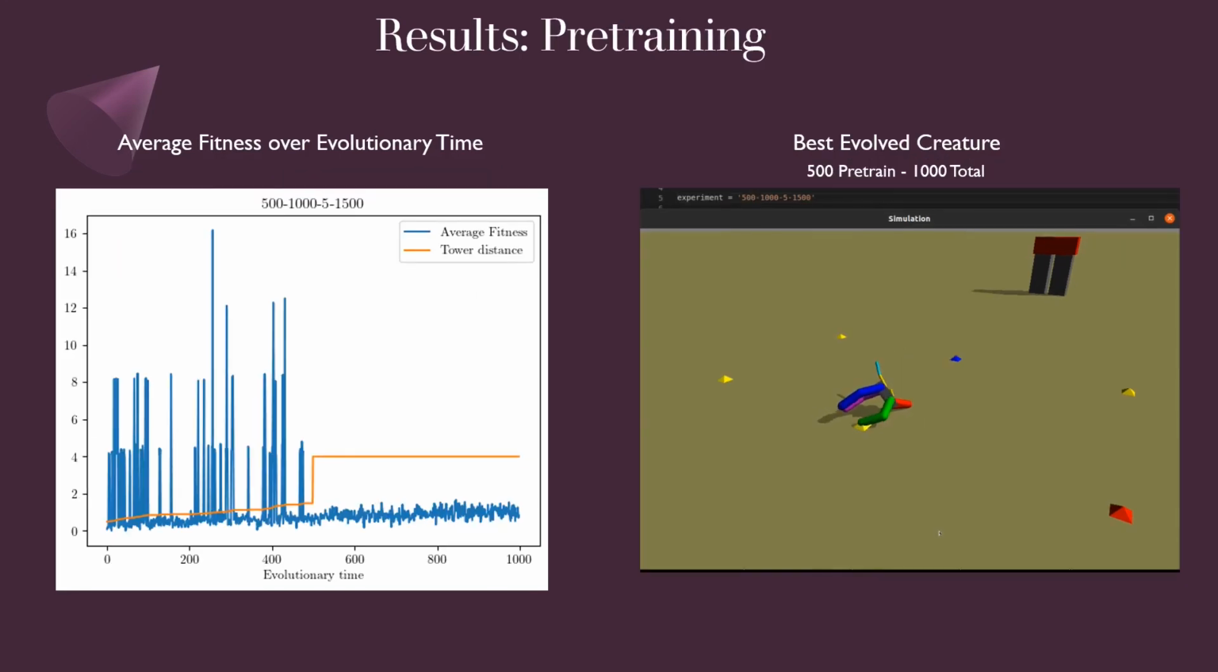This is the experiment with 500 generations of pre-training. We can see that the flip over gait also happened here too. So the robot flips over and then it learns to flip over again, and that explains why it gets a lot of fitness early on. And then once the tower gets too far away for it, it can't do anything and it gets stuck at a local optimum right here. As you can see, it gets stuck, can't do anything from there, and does not destroy the tower.